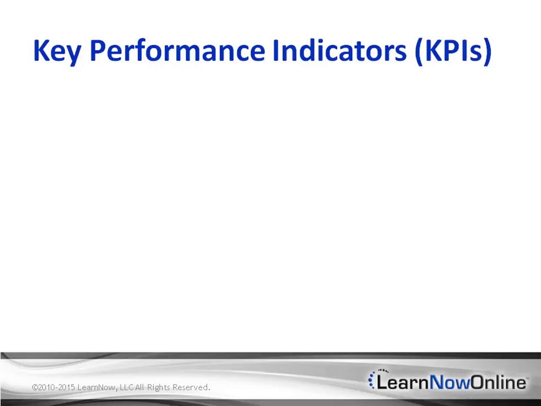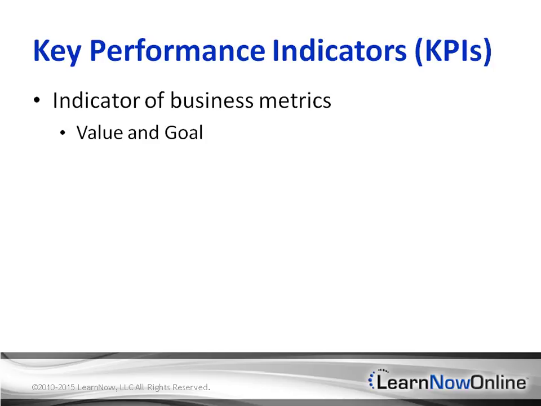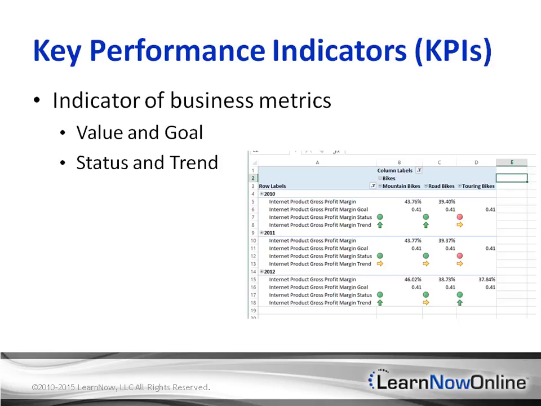As we dig further into enhancements to our cube, we're going to start looking at key performance indicators, or KPIs. Key performance indicators, or KPIs, are a way for business to look at performance metrics. The object first consists of a value and a goal. We've seen these values with our measures. Based on those numbers, the status and trend can be computed. The status will be from the comparison of the value and goal, and the trend will be over time.